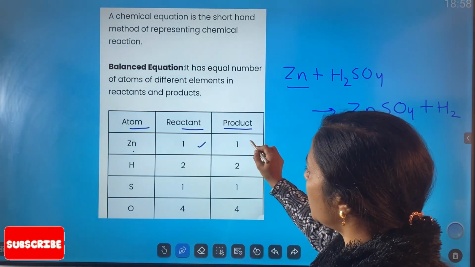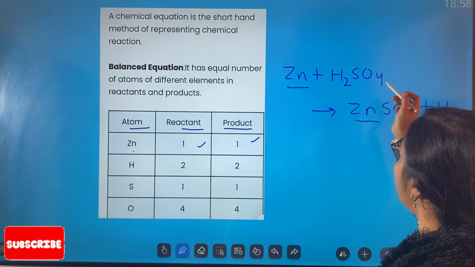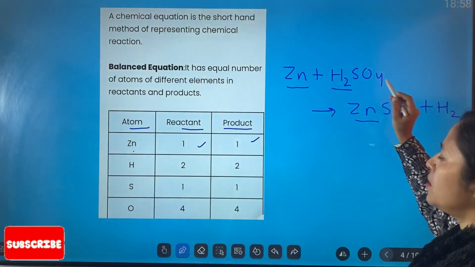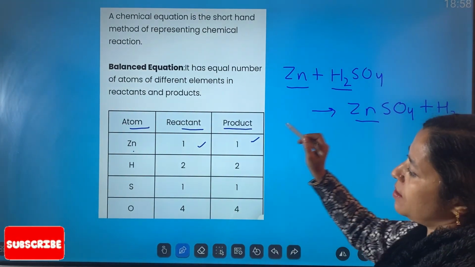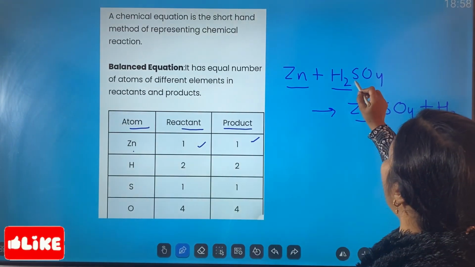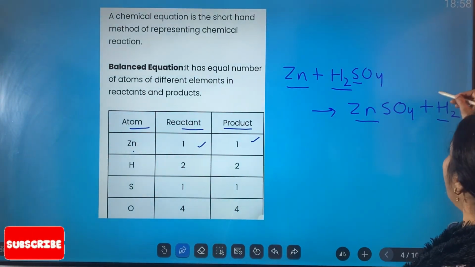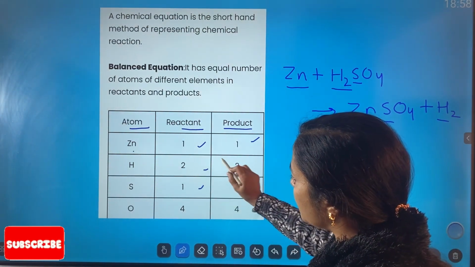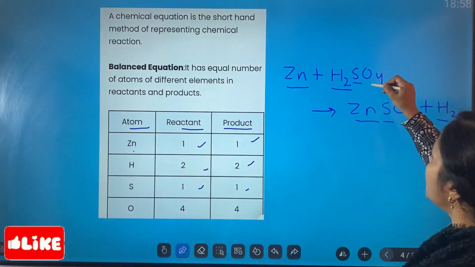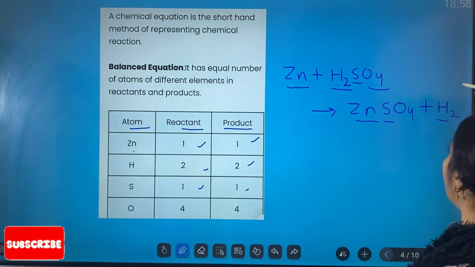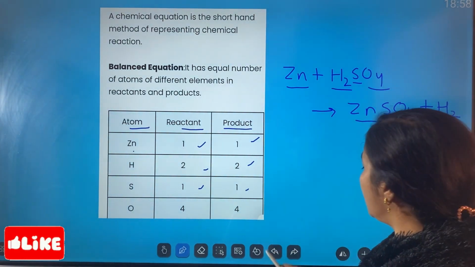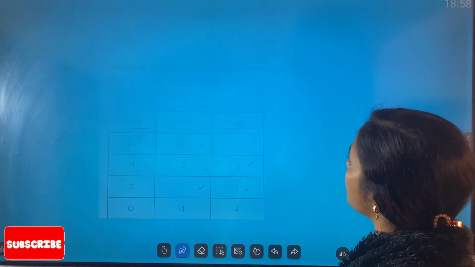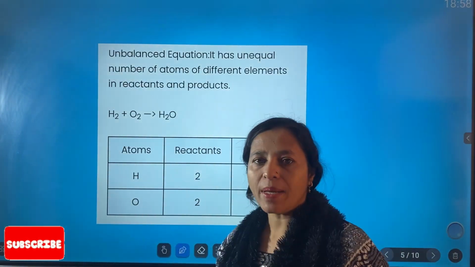Okay, this is shown. Then in the case of hydrogen, we see 2 atoms of hydrogen here, 2 are also present, so it is balanced. Then as 1 sulfur atom is present here, again 1 sulfur atom is present, so it is also balanced. And now for oxygen, the number of atoms is 4, here also it is 4, so we can say this equation is balanced. Now what is an unbalanced equation?